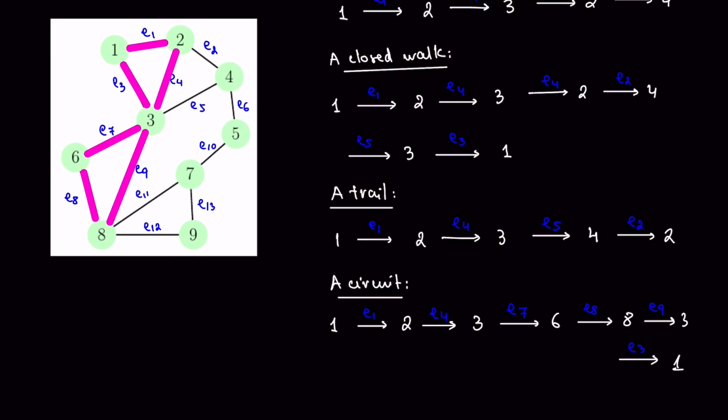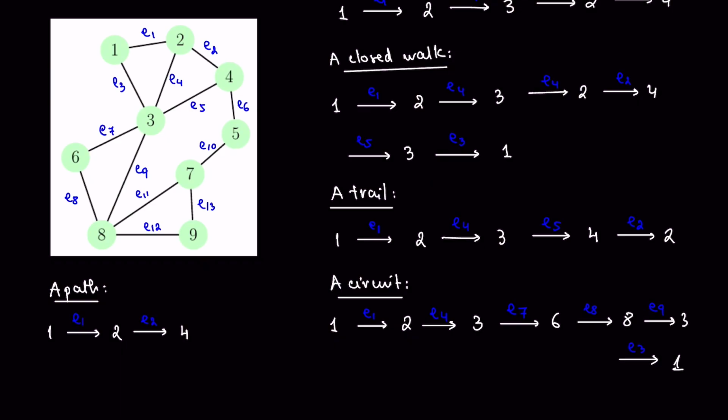Now for a path. It's an open graph, no repeated vertex and no repeated edge are allowed. So I can go from 1 to 2 to 4, and the edges that I use are E1 and E2. Now this is how I go. So 1 to 2 and 2 to 4, and that's it.